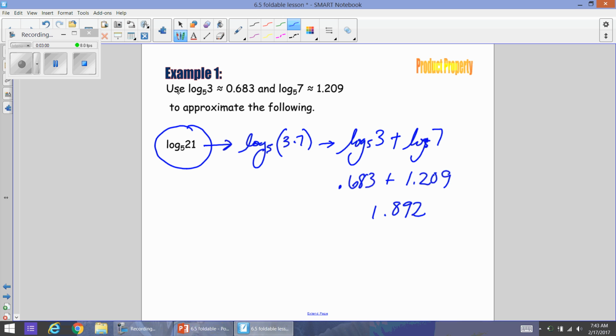Okay, so one more time what we did. We saw in the problem that we were supposed to use log base 5 of 3 and log base 5 of 7. So when I came down here and saw 21, I said to myself, hey, 21 is really 3 times 7. And using that product property of logs, product meaning multiply, if it's 3 times 7, I'm allowed to break up the logs, make 2 logs instead of 1, and take those logs and add them instead. And so when I add them, what I end up getting is the 2 decimal approximations summed up to 1.892.